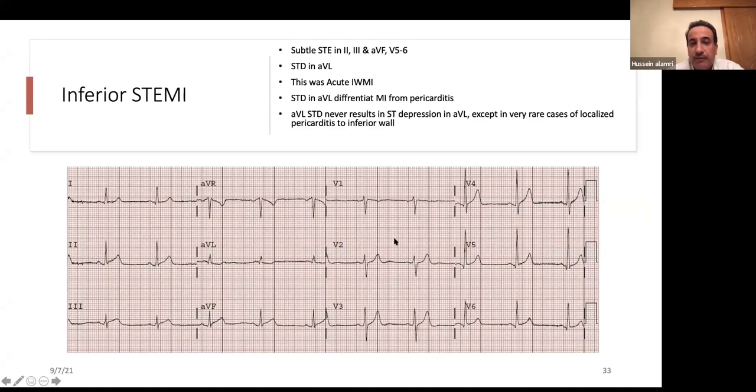This is an example of ST elevation MI where there are subtle changes. You see there's minimal ST elevation in 2, 3, and aVF, but aVL is showing some ST depression. This patient was taken to the cath lab and there was an ST elevation MI. So if you find ST depression in aVL, this indicates inferior MI when there are subtle or very little changes to indicate inferior STEMI.